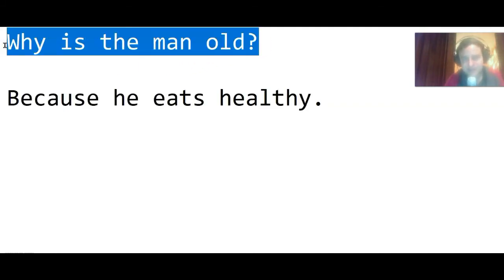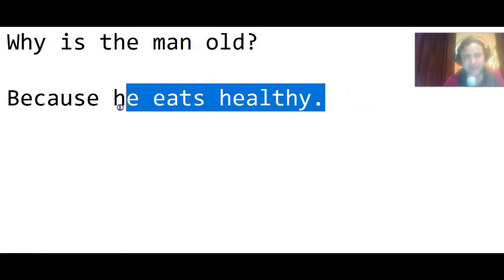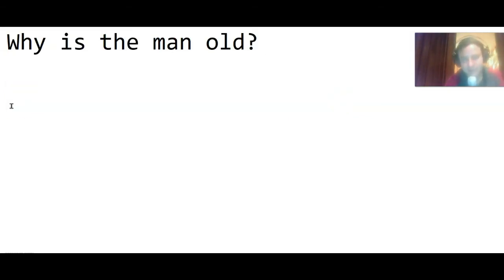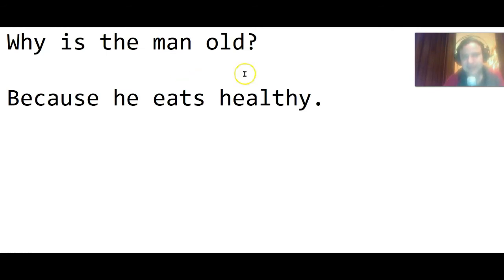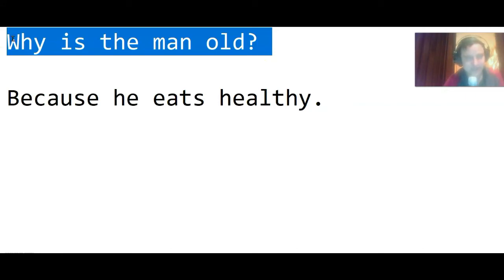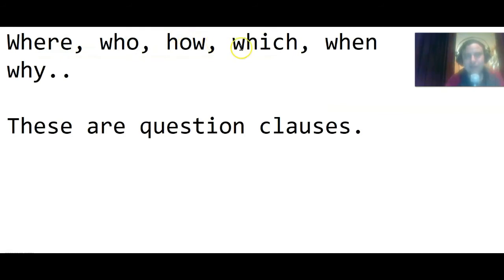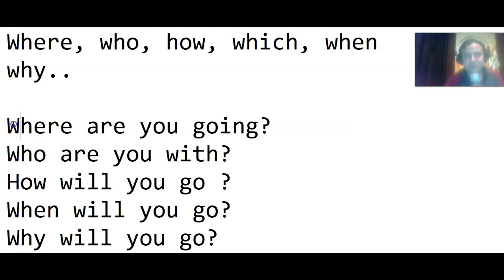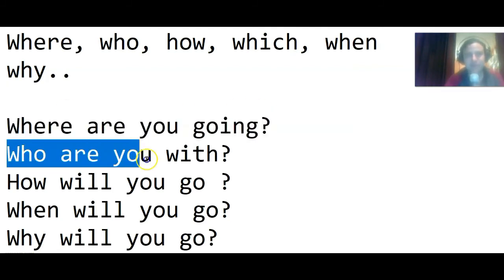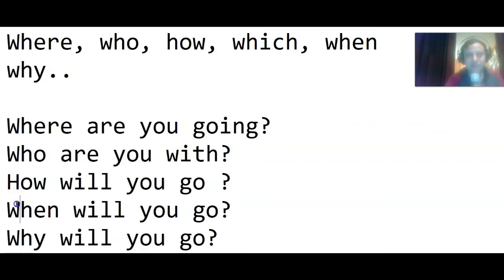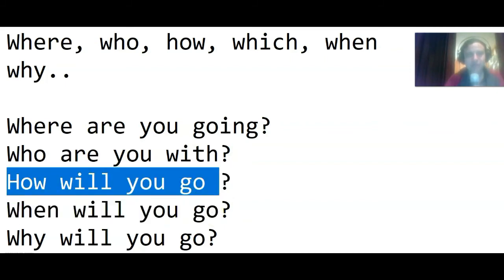The question appears to be independent, because that could stand alone. You could just ask, why is the man old, and then not receive an answer. But if you were to start the answer with because, then that requires the question first. And who initiates the question? The independent sentence maker. Where, who, how, which, when, why. These are question clauses. Examples: where are you going? Who are you with? When will you go? How will you go? Why will you go?